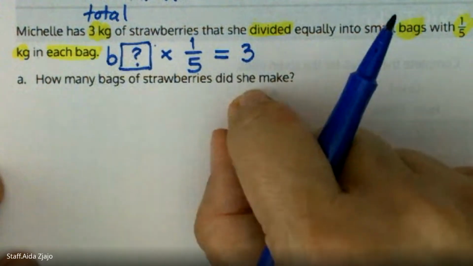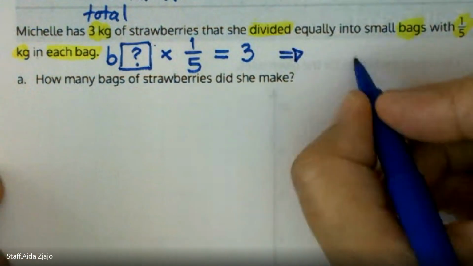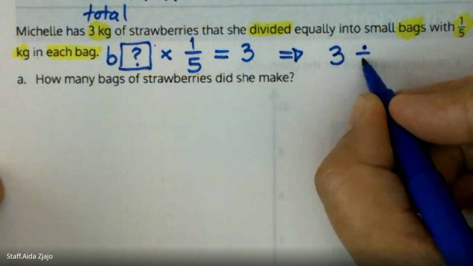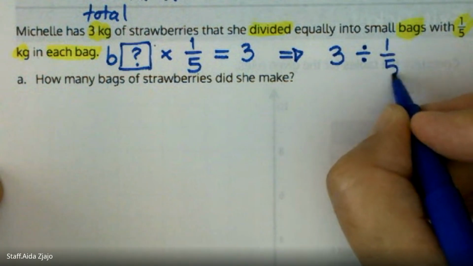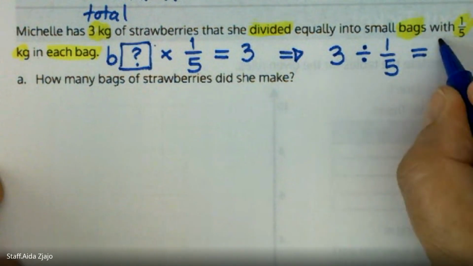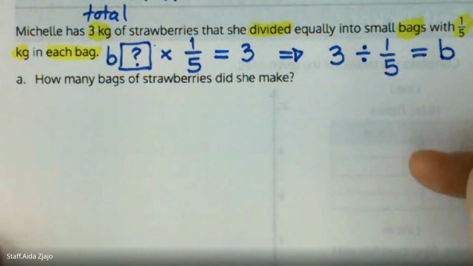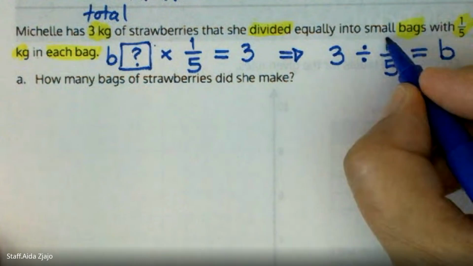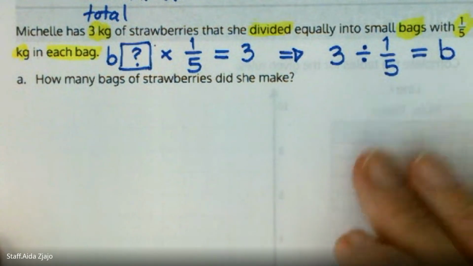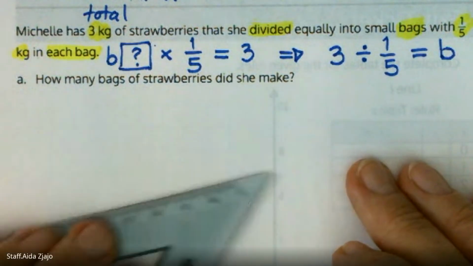This is called a semantic equation, and from there we can say, okay, we need to have 3 kilograms divided into groups of 1/5 in order to get how many groups we have, how many bags we have. So 3 divided by 1/5 equals B. That's our calculation or equation. So now we can also draw a picture of it.